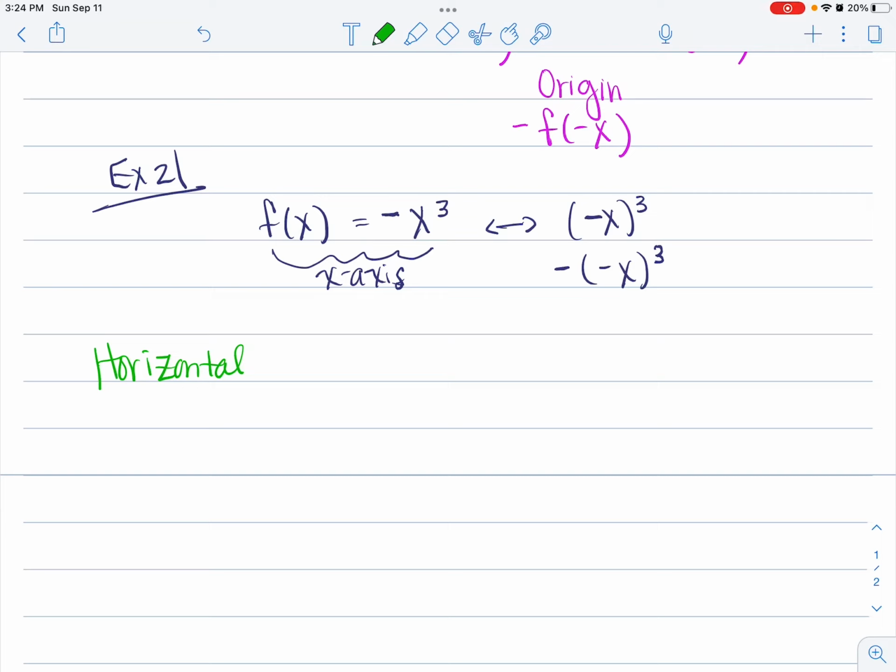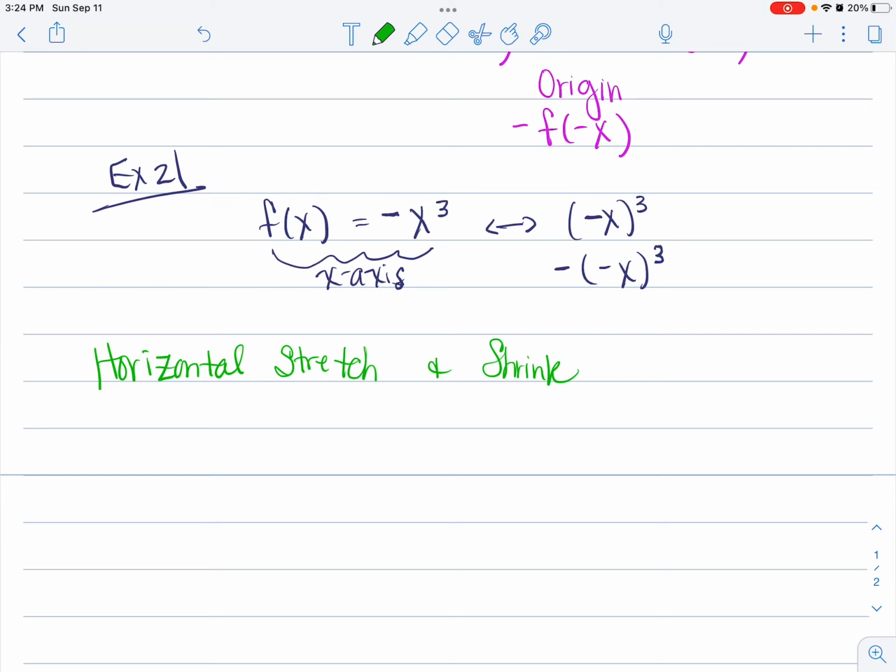And so let me show you. Here we go. That's going to be the easiest thing. So let's look at the horizontal stretch. I can spell stretch. There's two T's in it. Yep. And shrink.